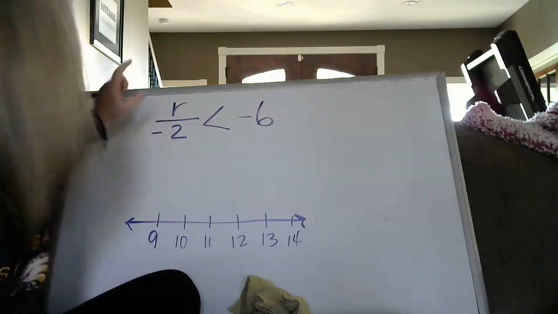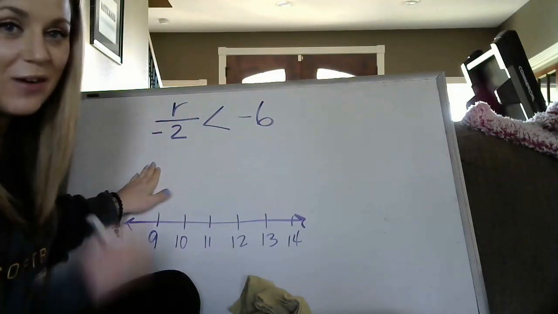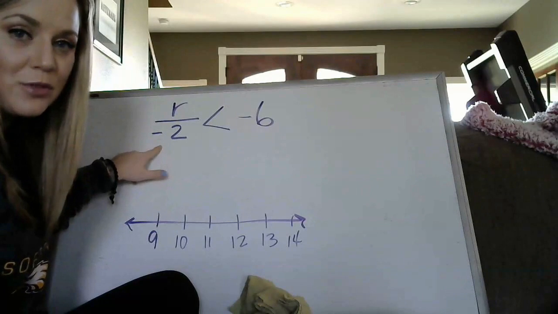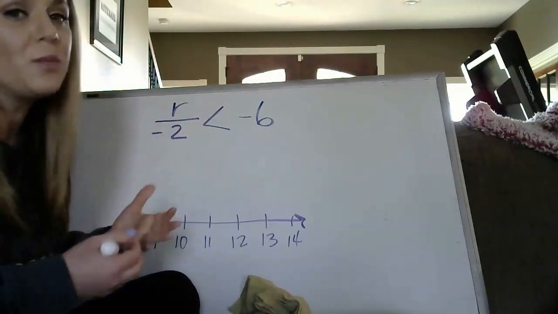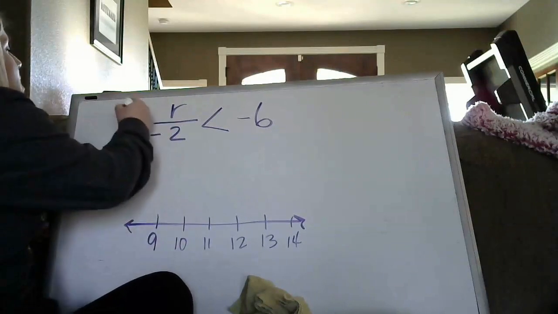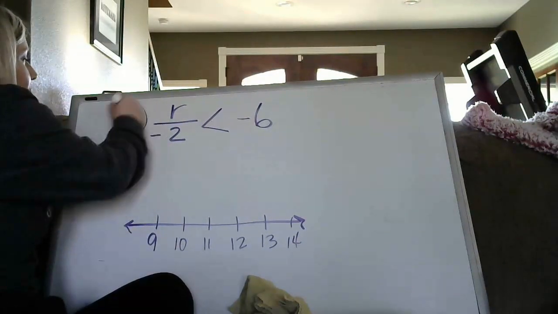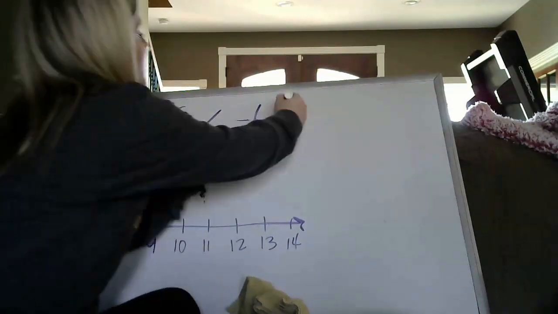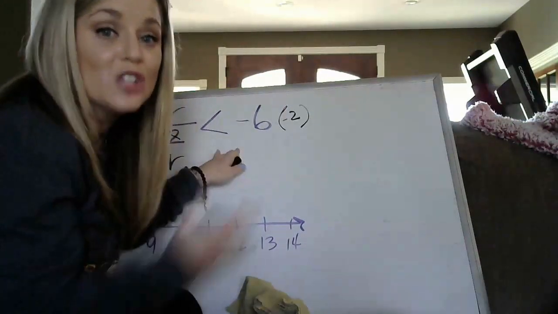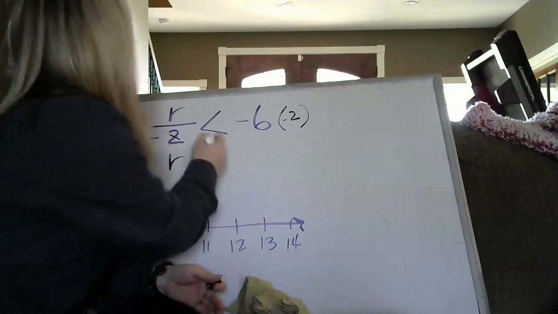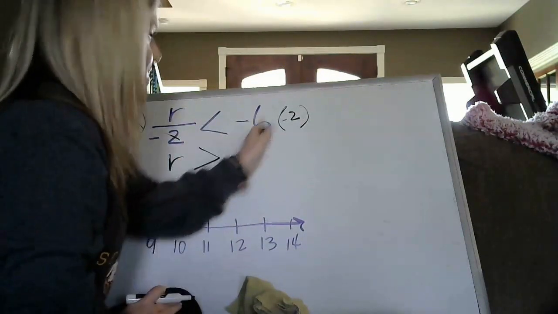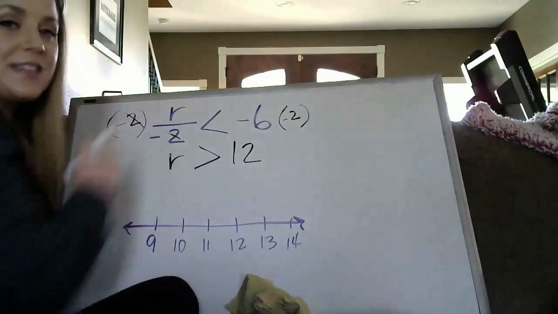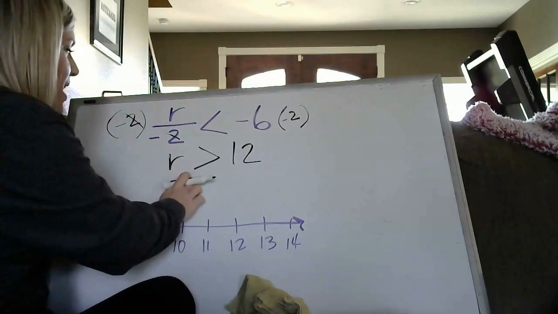My variable is on the left side, so I don't have to worry about moving it. What I need to do is get rid of the -2. Well, we're dividing by -2, so if I multiply by -2, that's the opposite, and that will get rid of it. I'm going to multiply this side by -2, and that cancels out, and we have R. Now I am multiplying this side by -2 as well, so my inequality is going to flip. And -6 times -2 is +12. So what this says now is R is greater than 12.